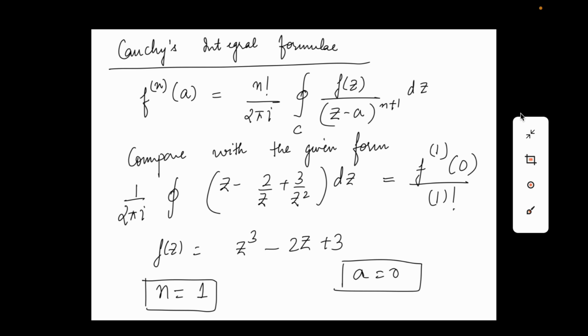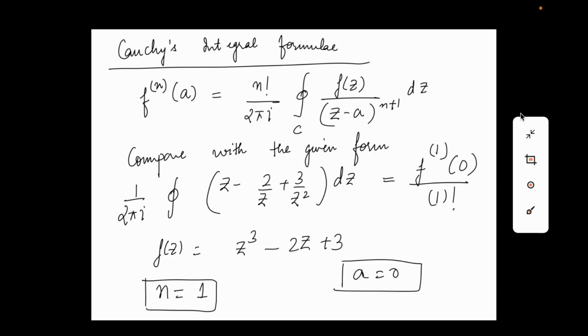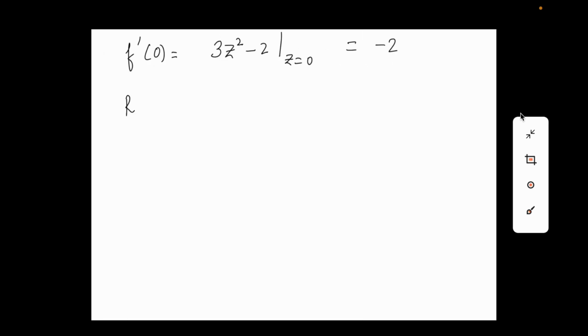Is it clear? So basically you have to take the first derivative of this, which is 3z square minus 2, and evaluate it at z equal to 0, which gives minus 2. So the required quantity would be minus 2 by 1 factorial, so that is just minus 2. And you can see this clearly agrees with the answer from the residue theorem.